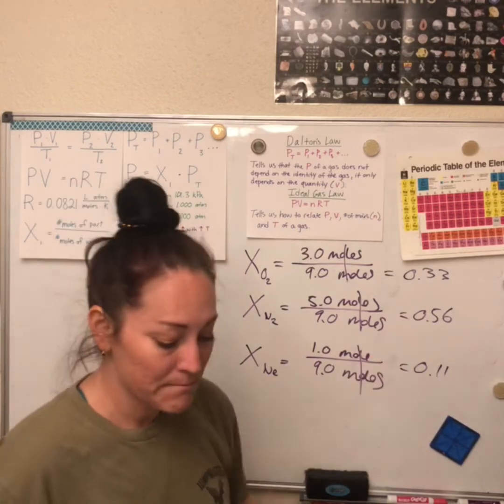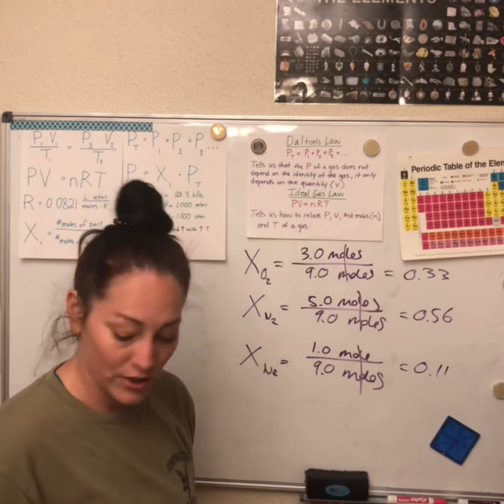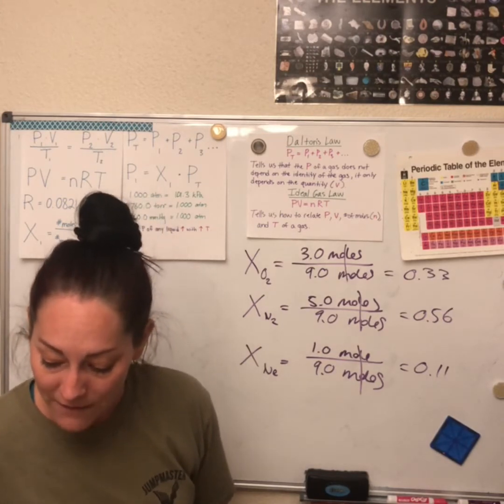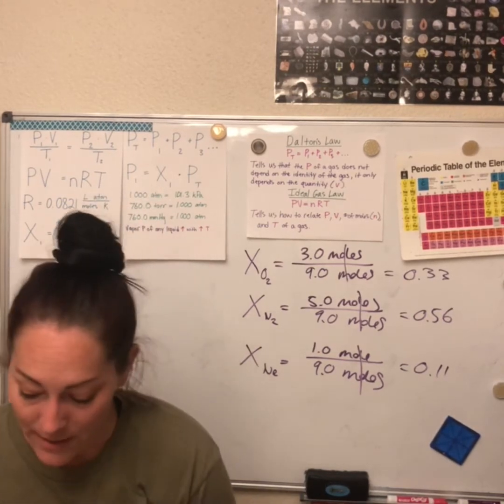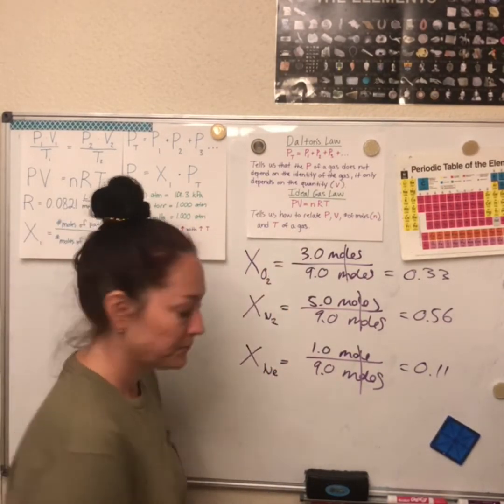They call this a dimensionless quantity. So go ahead and do the next on your own, number 5. And you're going to be doing the same thing. You're going to take each part and set them up just like this.